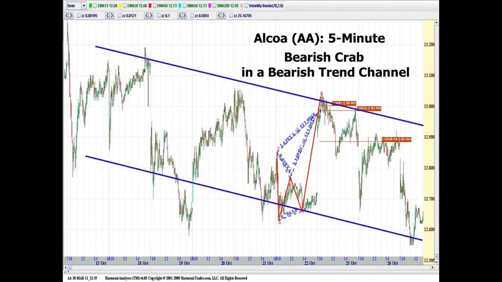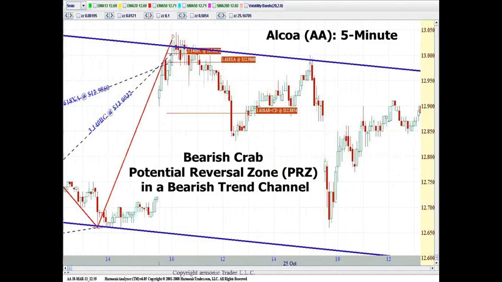Here on this 5-minute chart of Alcoa, we see a bearish crab inside of a bearish trend channel. Now, again, it's important to notice that the potential reversal zone completed just at the top of that downtrend resistance. In combination with the channel, this marked an excellent area for the continuation.